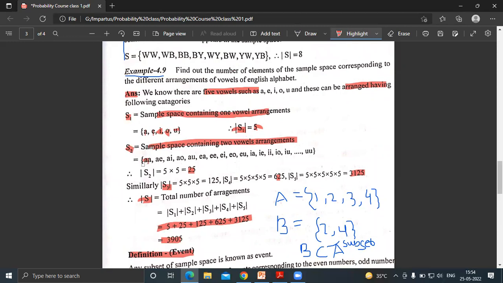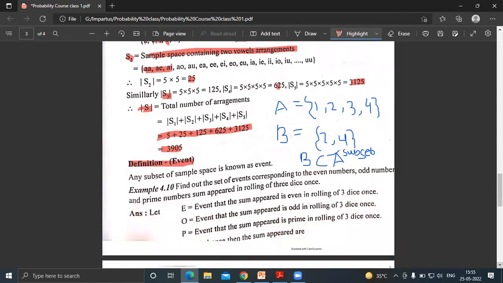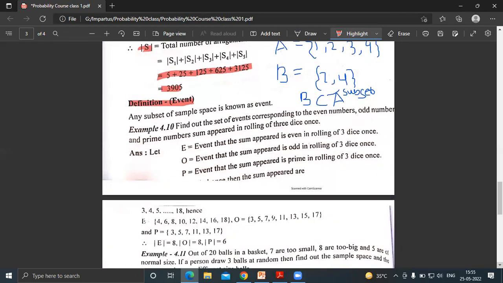But if I write another set with AE and AI, suppose I write the notation, this set is S9. So S9 is a subset of S2 because S9 contains AE and AI. So any subset of the sample space is known as an event. Check that example. This is one simple example.